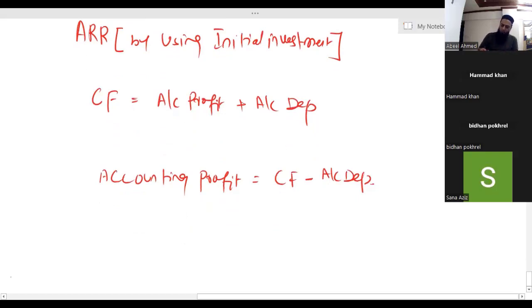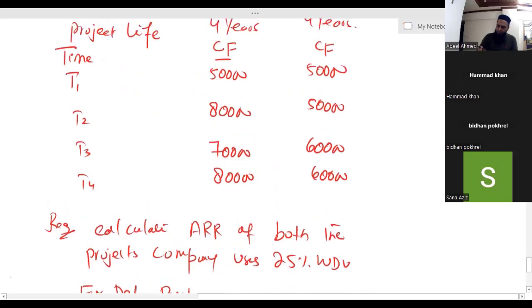Another thing is total depreciation is equal to the depreciable cost, and the depreciable cost is simply the cost minus RV, cost minus residual value. If there is no residual value, then depreciable cost, total depreciation, will be equal to the cost.